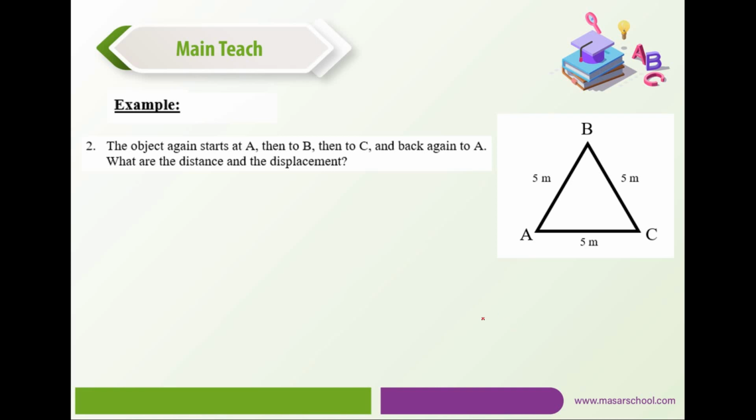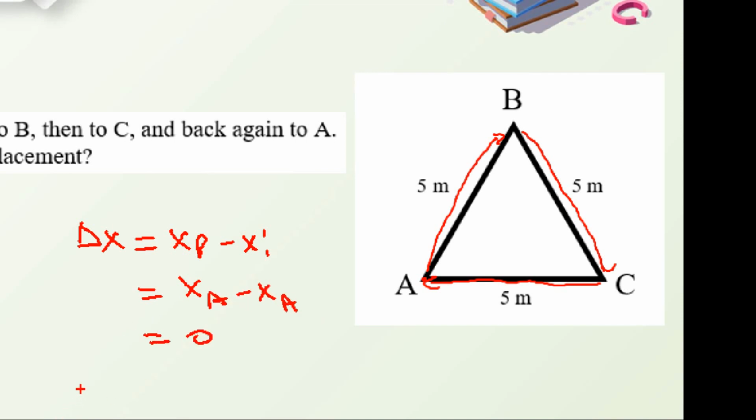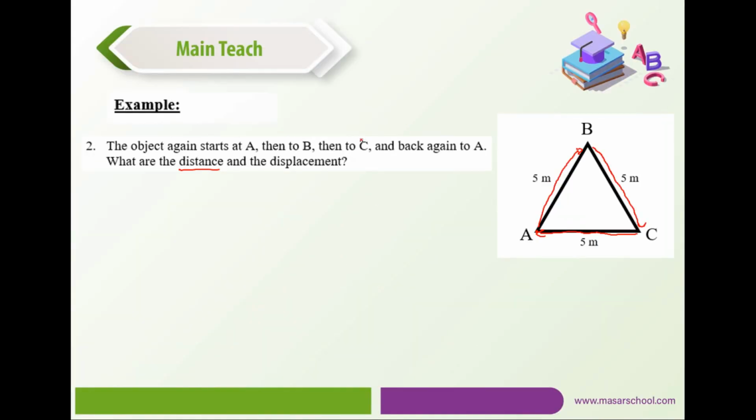Now alternatively, if we consider starting from A, moving to B, to C, and back again to A. So our starting point is A, then we're gonna go to B, B to C, and then C back to A. Now what would it be, the distance? It would be 5 plus 5 plus 5, which is 15 meters. And basically the displacement given by delta x, final position minus initial position. The final position is A, and the initial position is A, so basically the displacement would be 0 in this case. And at this point we start to differentiate between what is distance and displacement.